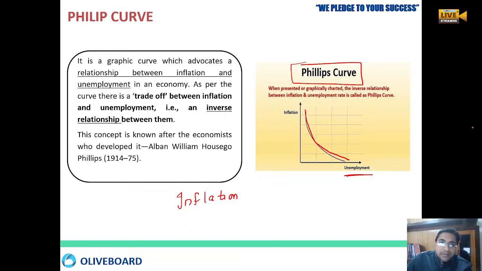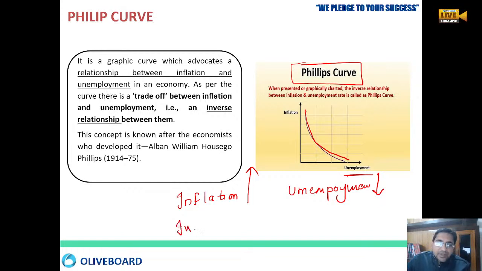Okay, that means it is a relation between inflation and unemployment. It's a reverse relation. Reverse means if inflation is rising, then unemployment will decrease. That means if inflation rises, unemployment will go down. That means more people will get employment.